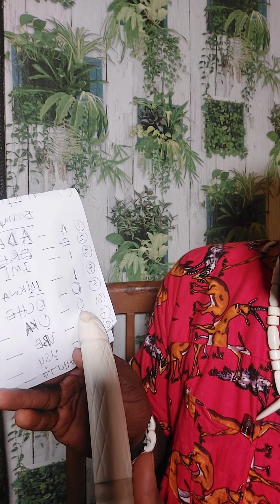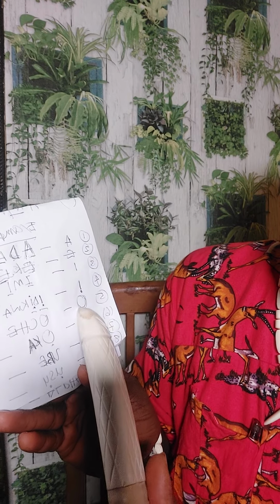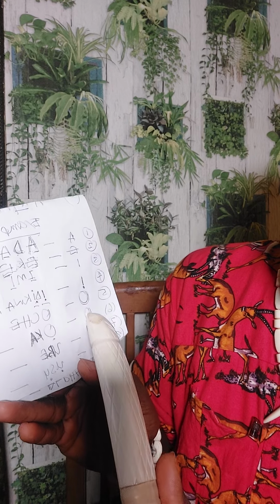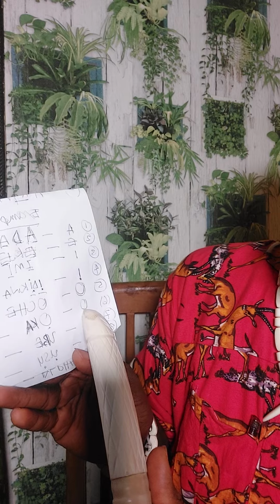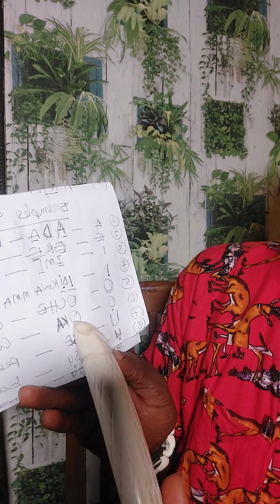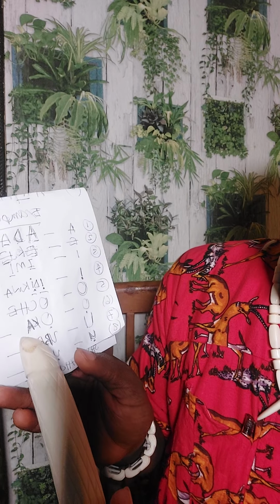Okay. Then we have O. That is O with a dot at the bottom. When O has a dot at the bottom, it becomes a different vowel, no longer the plain O. So here we have O. Then we have Oka. Oka.